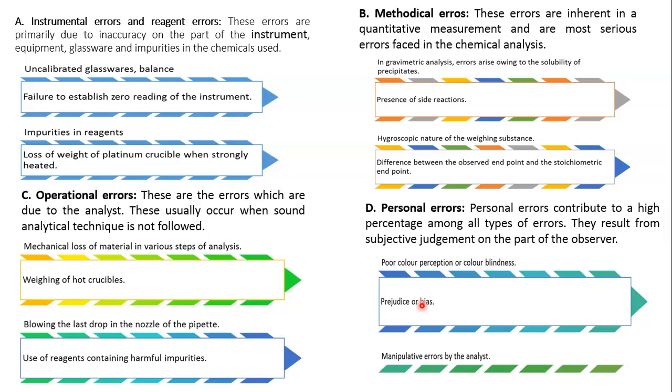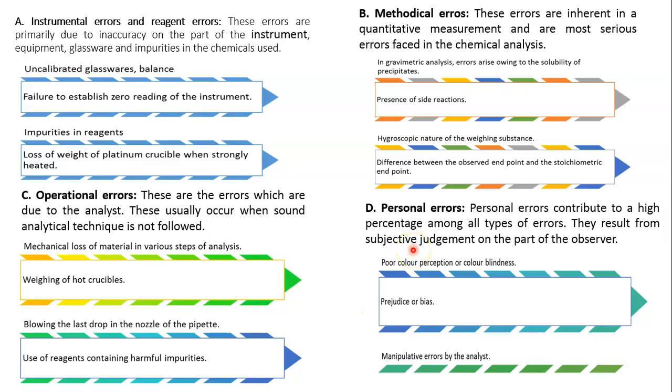That means showing favoritism to a particular reading without having any knowledge about what the answer should be. So you try to favor a particular reading. The first reading is generally a highly favored reading. We try to match the second reading with the first reading. And for the third reading, your friend has got the same reading, so that becomes your third reading. Manipulative error by the analyst. This normally we do when we don't know how to carry out the experiment. Especially when you're doing a graph, you try to manipulate so that all the points fall on the graph. That also can lead to a lot of error because you have no idea what the answer should be.